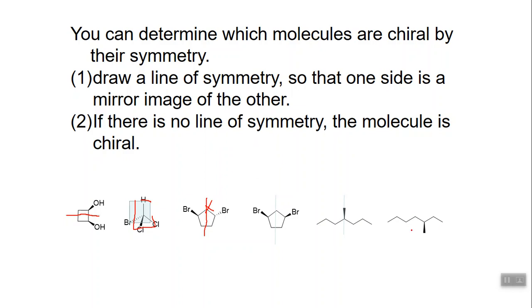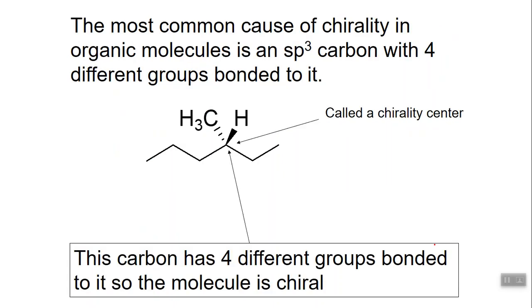So if you do not have a line of symmetry or a plane of symmetry in your molecule, then you end up having a chiral molecule, just like with any object. But for organic molecules, the most common reason that you end up getting an asymmetric molecule is because you have an sp3 hybridized carbon with 4 different groups bonded to it. And hopefully that makes sense, right?